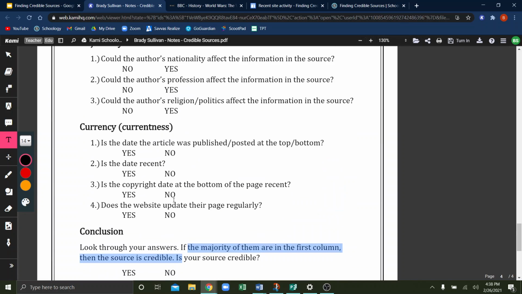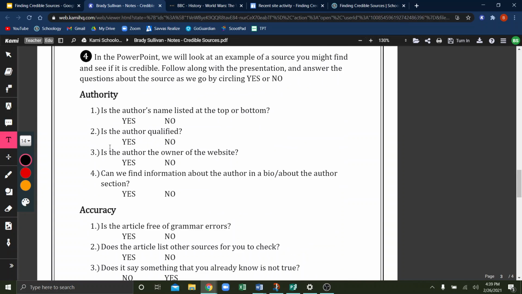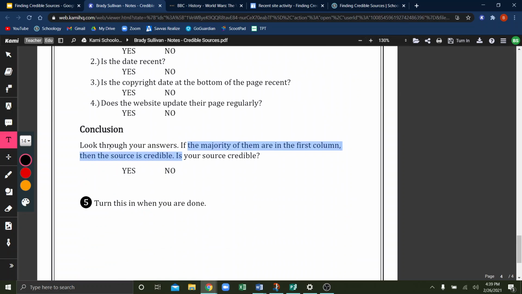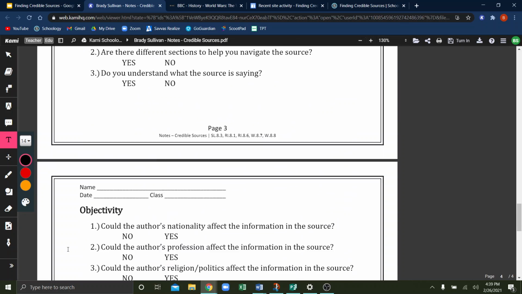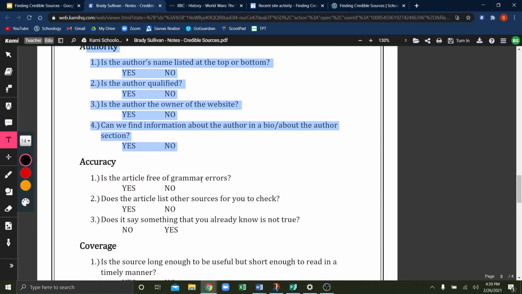But if there's one or two missing, that doesn't mean that it's not credible. It just means that it's not perfect. So ask yourself, is this source still credible? Would I still trust it? It has a very strong authority. This man is incredibly qualified to tell you about World War I.